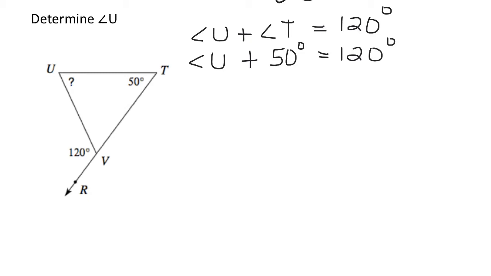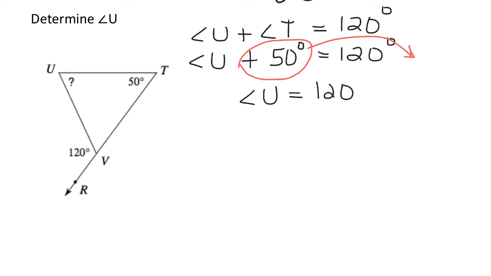We have one unknown variable, the angle U, that we have to solve for. So to solve for this, I'm simply going to take this 50 degrees and bring it over to the right-hand side. So angle U is going to be equal to 120 degrees minus 50 degrees. So angle U is going to be equal to 70 degrees.